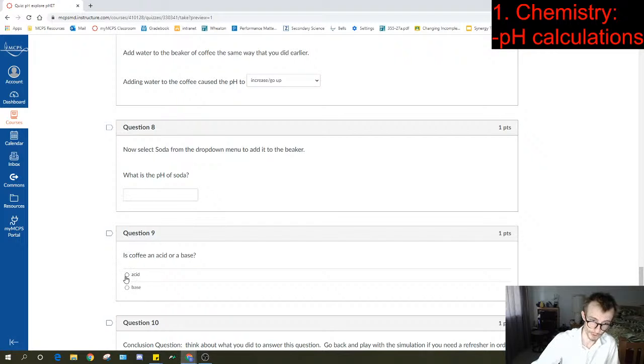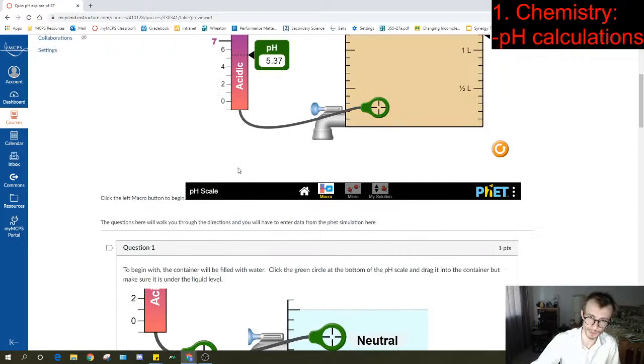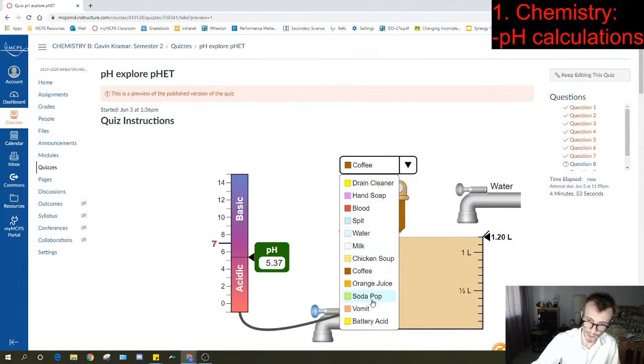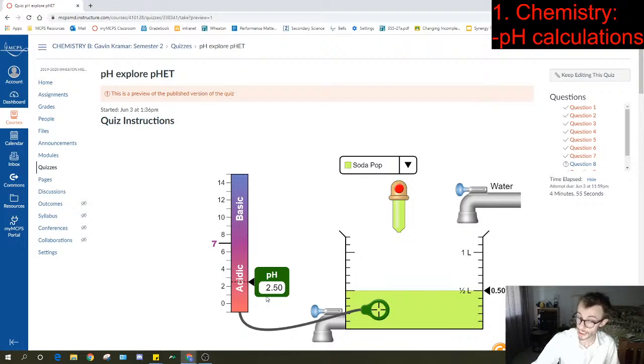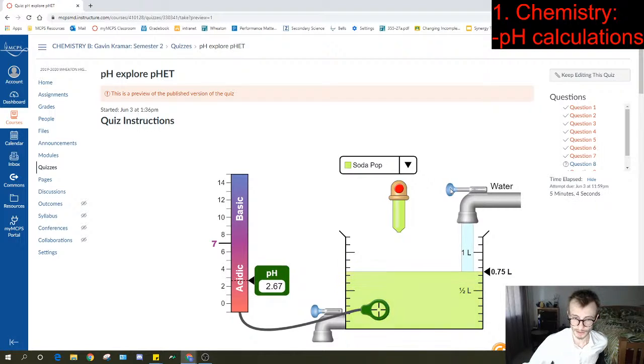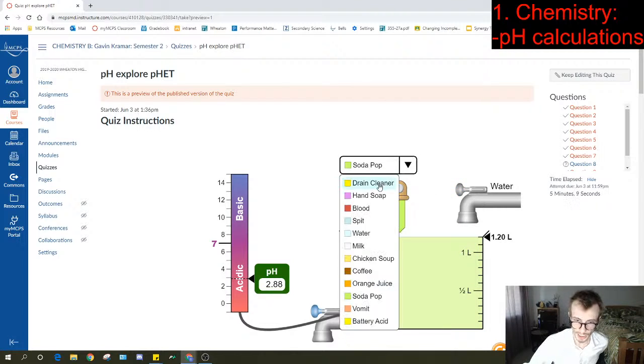These questions got a little bit out of order. So we know coffee is an acid, and then it says also to check soda for some reason. So we're going to go in here, we're going to click soda, soda pop, bam, even more acidic than coffee. And then just to show you, if I open this water plug, the pH again is going up, but previously it went down when I did it with drain cleaner.